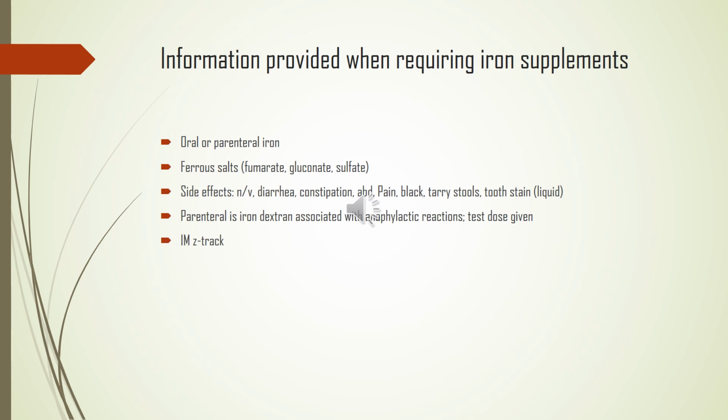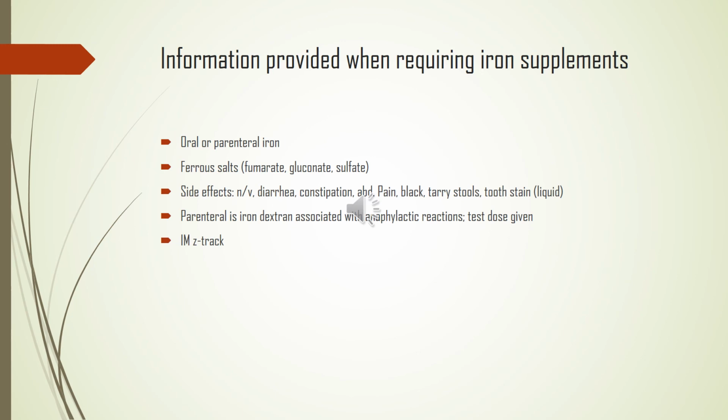Our side effects are going to be nausea. So typically they want you to administer the oral iron on a full stomach or with a snack. Diarrhea, constipation. Constipation really is the biggest side effect. It's really not so much diarrhea as constipation. Abdominal pain, black tarry stools, tooth stain. If they're on the liquid of it, it will stain their teeth really bad.